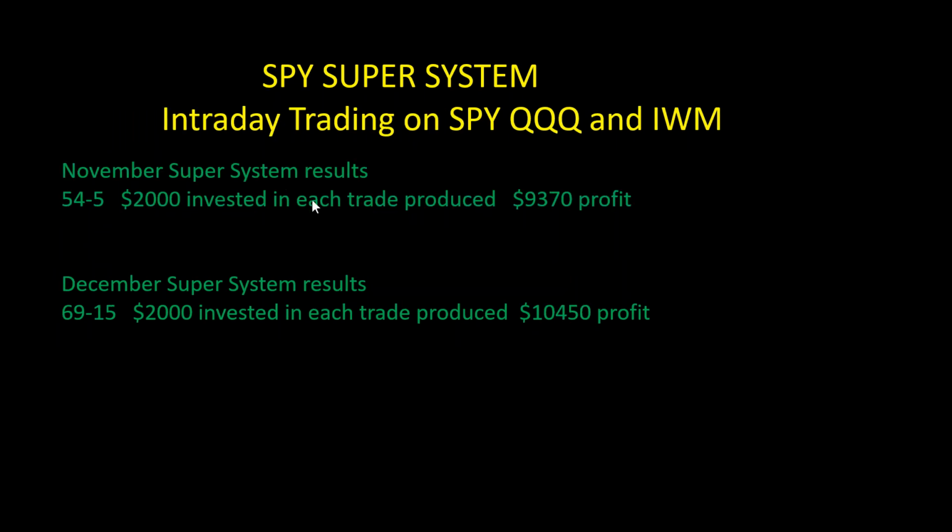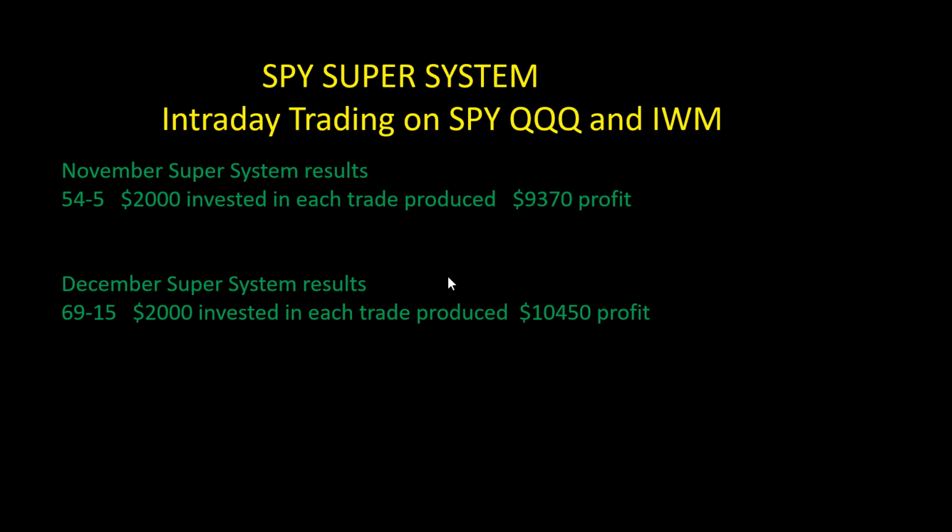All right, and these are the November results: 54 and 5, produced 93.7. December 69 and 15, 10,450. Haven't had as many in January and February. I mean, up money, but not as much as that. I guess January was pretty good, about 10,000. I think February was down to about 3,300 or something, but they've dropped off a little bit because there just haven't been as many opportunities.